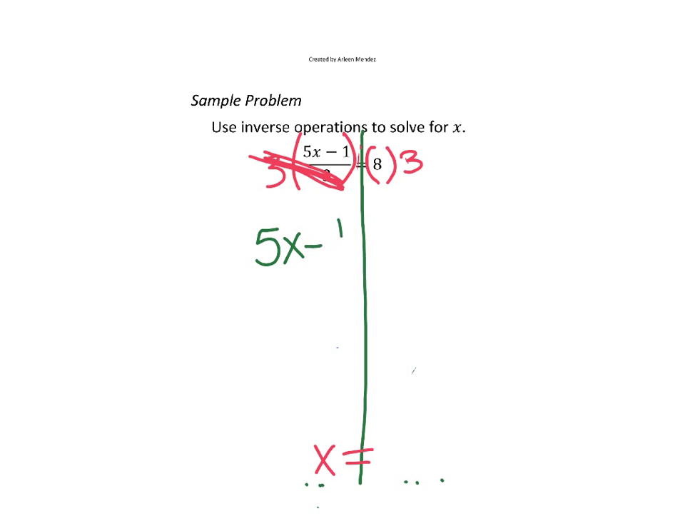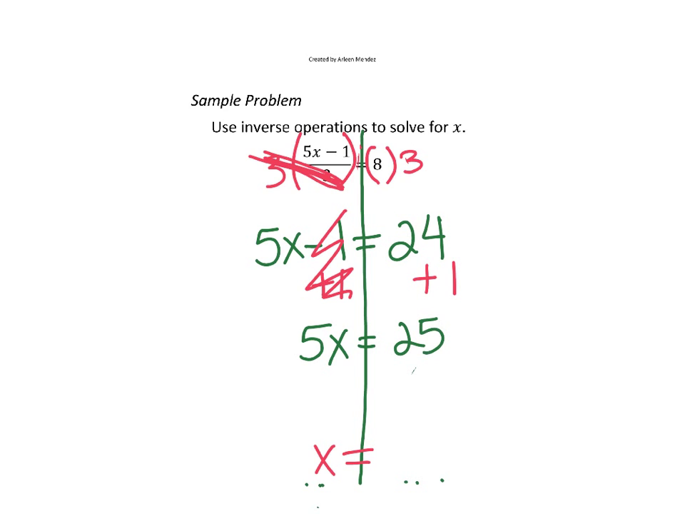We have 5x minus 1 equals, here we have 8 times 3. 8 times 3 is 24. And that looks like the problem we did earlier. So you'll see this one really just was that one extra step. All right, the opposite of subtracting 1 is to add 1. So we're going to add 1 to both sides. This cancels out. And it leaves us with 5x equals 25.